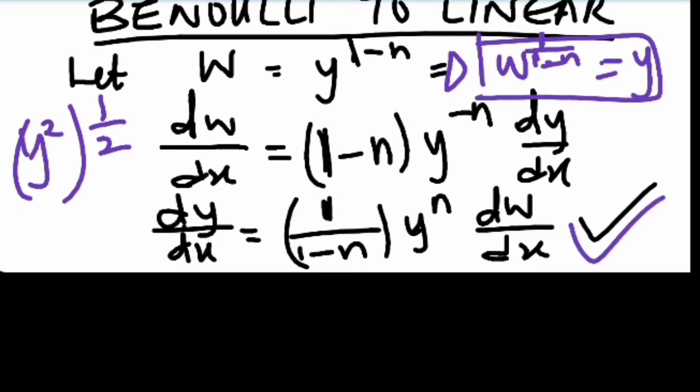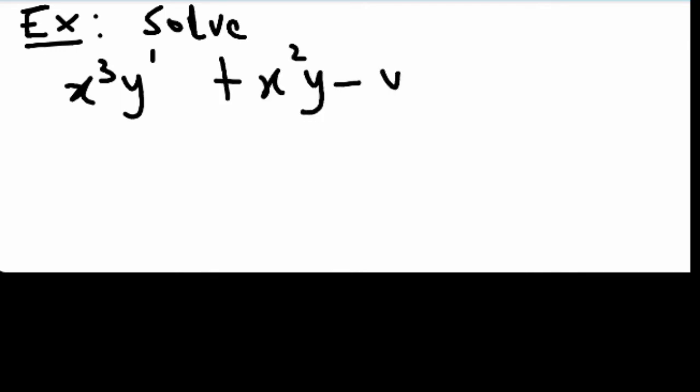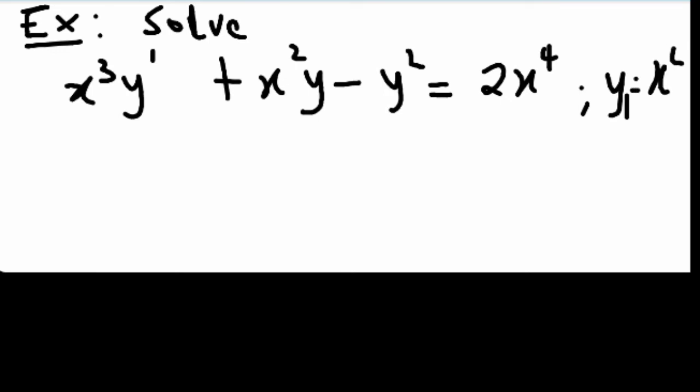So let's solve x cubed y prime plus x squared y minus y raised to power 2 is equal to 2x raised to power 4, where y1 is equal to x raised to power 4. If you try to substitute y1 here, you see that it will actually solve this problem. You can take that and do it yourself. But for now, let's find out if this is a Riccati equation. In my mind, I know it's a Riccati, but let me show you.